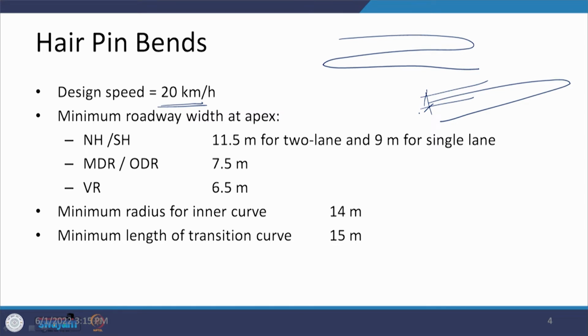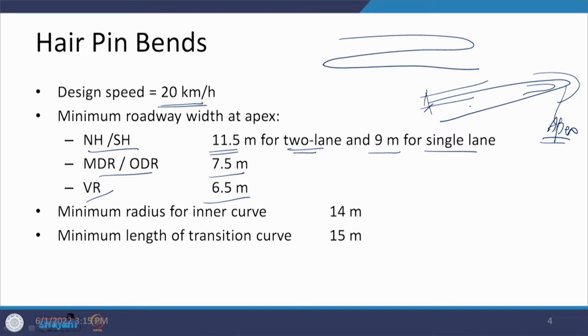So, what is the roadway width which will be there, that is what we are talking about, and this roadway width we are going to provide at the apex. So, this is the apex of a curve. At this point, if it is a national highway or a state highway for a 2-lane road, that should be 11.5 meters, but if it is a single lane road, then it can be 9 meters. Whereas, in the case of district roads of the two categories, this is 7.5 meters, and for the village roads it is 6.5 meters. So, that is how whatever width needs to be provided at this location has to be maintained.